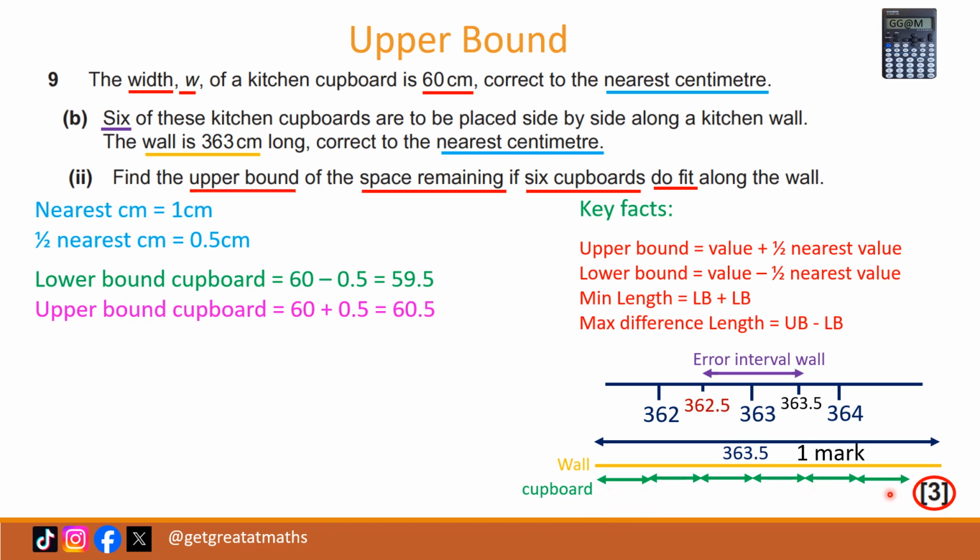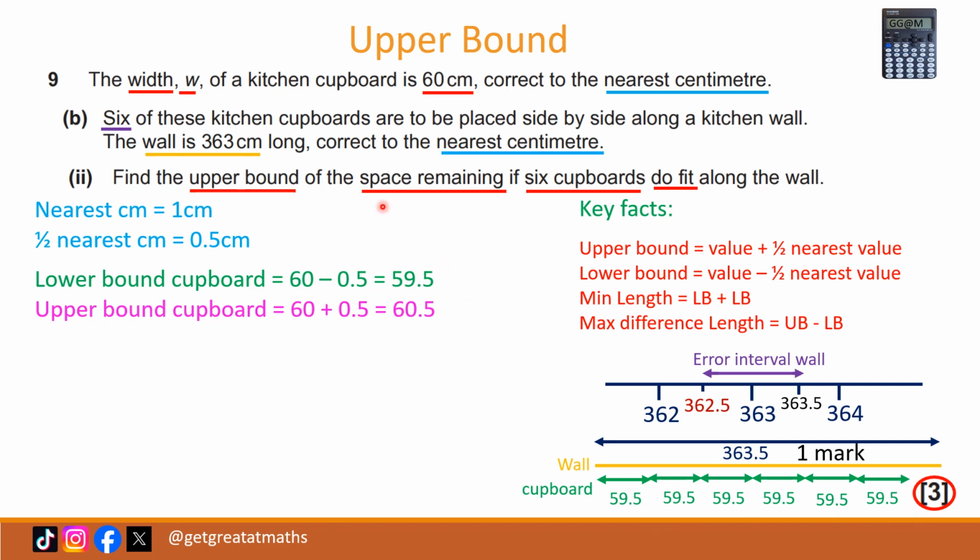Previously, we looked at the upper bound of the cupboard. But this time I want to know the lower bound of the cupboard, this value here, because I want to make sure that the cupboards are definitely going to fit in. So I'm going to use the 59.5 to make sure that these cupboards actually fit in.